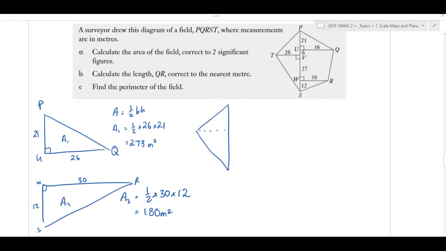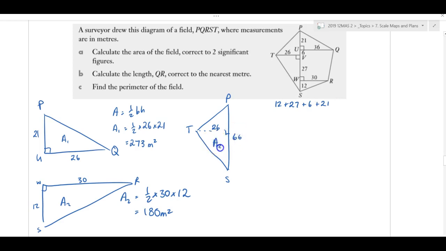Now I'm going to look at this triangle here. Not a right angle triangle, but I do have the information that I need. Now that's 26. There's P, there's T, and there's S. PS is going to be my base. My perpendicular height is 26. I do need to know the length of the base. Well, that's 12 plus 27 is 39. Plus 6 is 45. Plus 21 is 66.